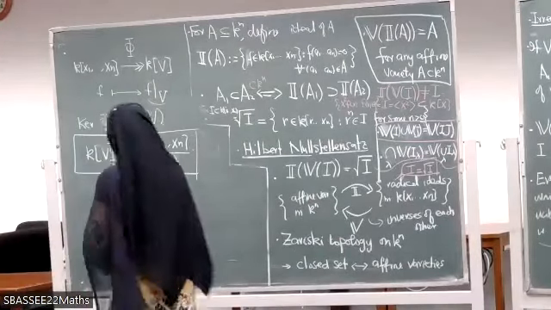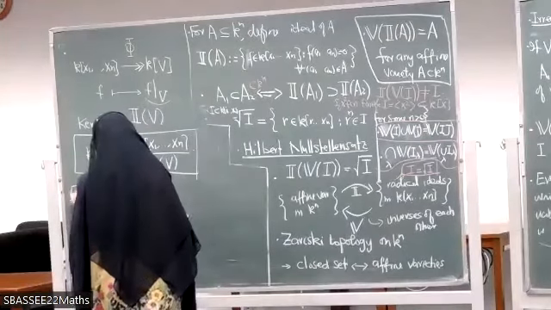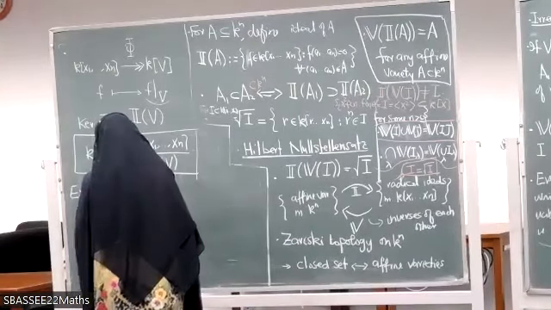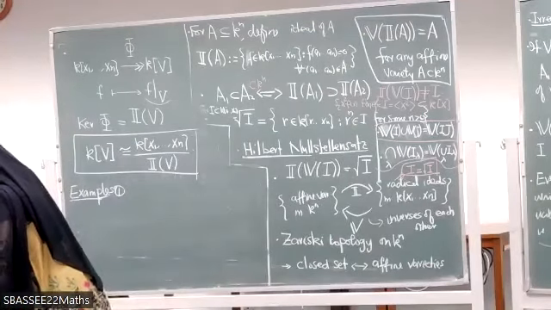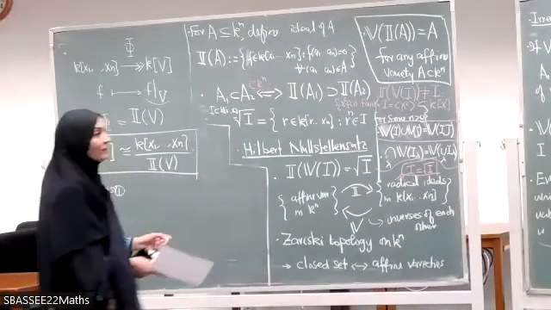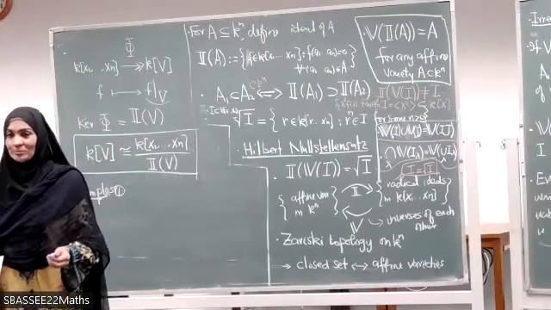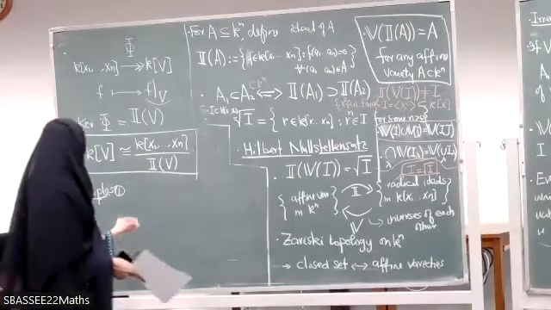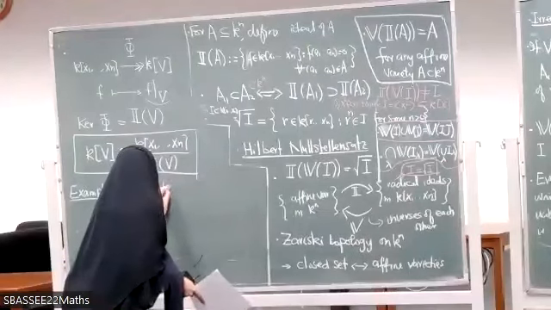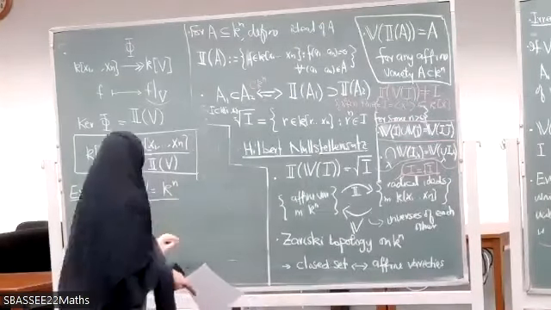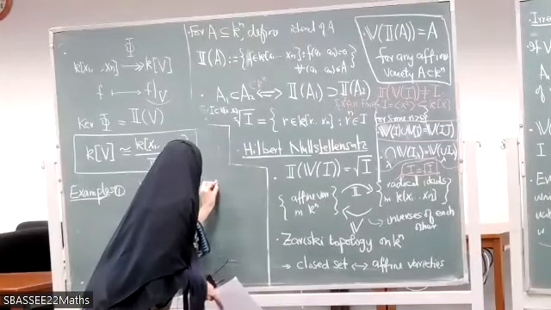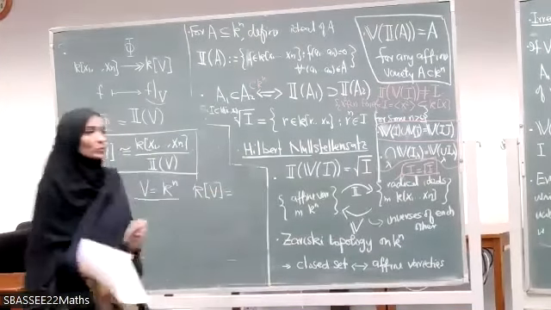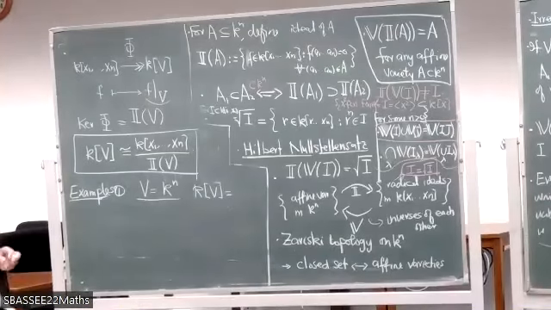Now it's time to do some examples. Let's start with a very basic and simple example. Now my affine variety is K^n itself, right? So in the very first example my variety is K^n. What do you think? What will be the coordinate ring in this case? Can you guess what the coordinate ring will be in this case?